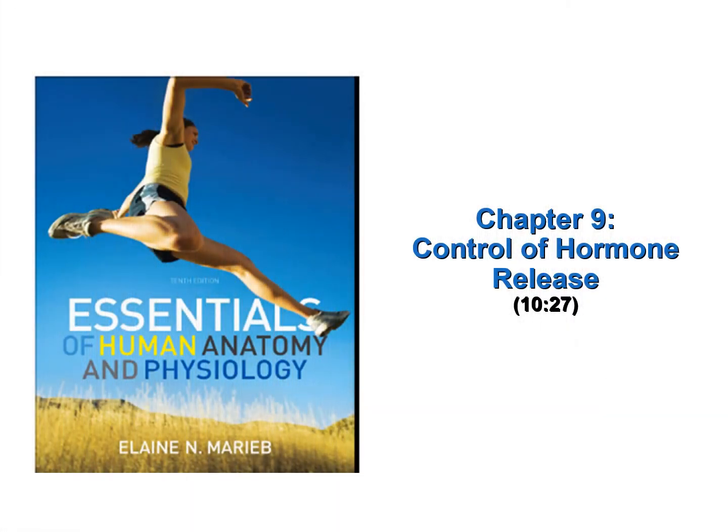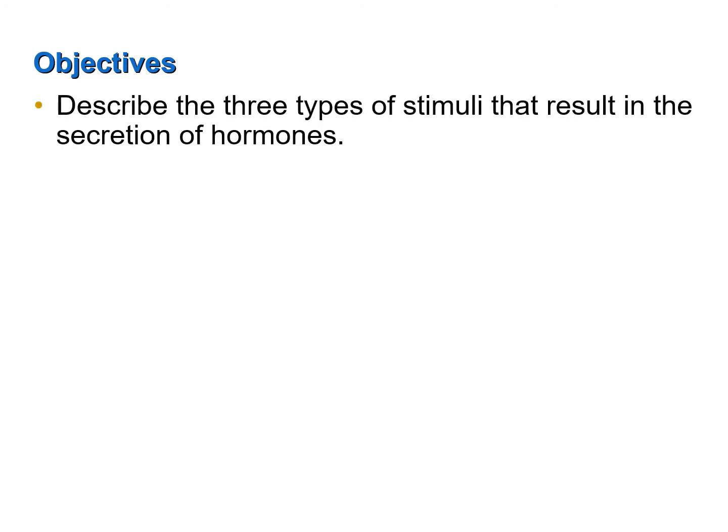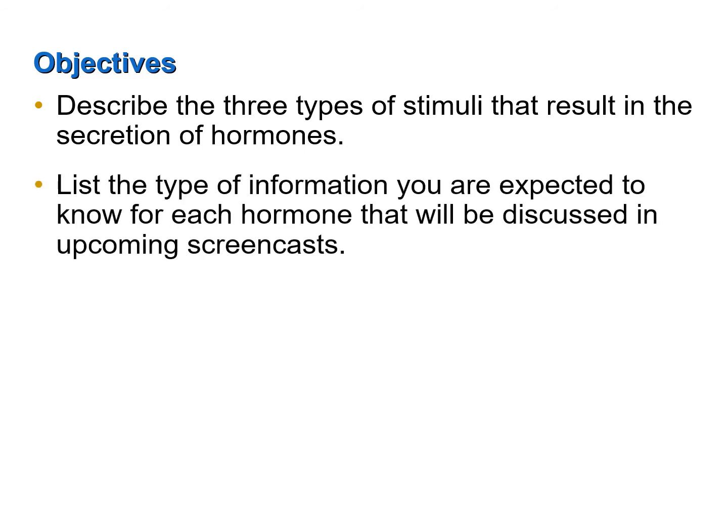Control of hormone release is the topic of this screencast, which may be found in Chapter 9 of your textbook. This screencast was designed to help you achieve the following objectives. Describe the 3 types of stimuli that result in the secretion of hormones. List the type of information you are expected to know for each hormone that will be discussed in upcoming screencasts.